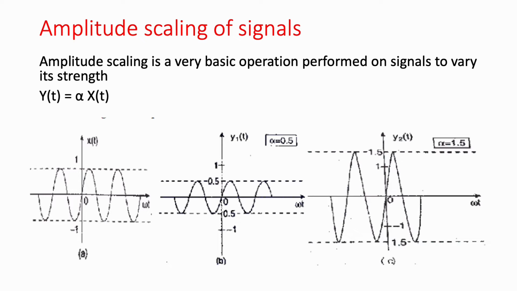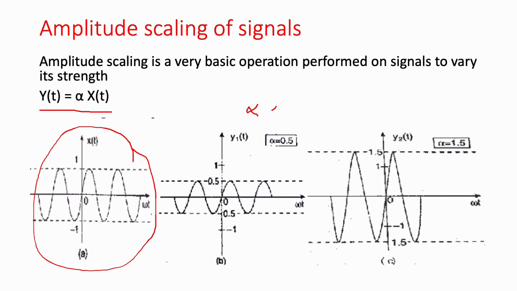The general mathematical representation for amplitude scaling is y of t is equal to alpha x of t. So alpha is nothing but scaling factor. Here consider any signal x of t. If you want to attenuate this signal, you take the alpha value less than 1. So if alpha is less than 1, it is attenuated. If alpha is greater than 1, it is amplified signal. Is it clear?